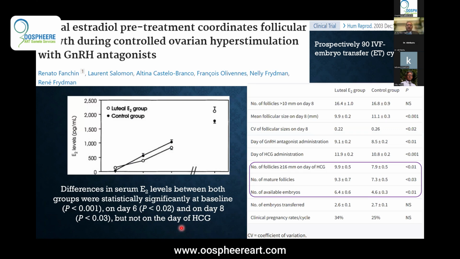Okay. So a 2003 prospective randomized trial on 90 IVF embryo transfer patients found that when you give pre-treatment estradiol during the previous luteal phase, the number of follicles is higher in favor of estrogen supplementation. The number of mature follicles was significantly more, in favor of luteal estrogen administration. And even the number of available embryos was significantly higher when you give luteal estrogen.